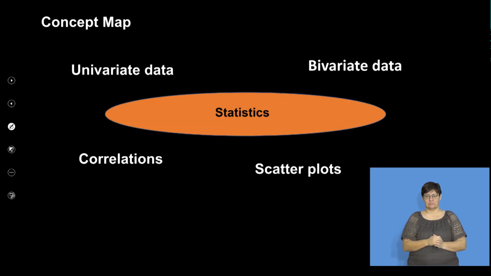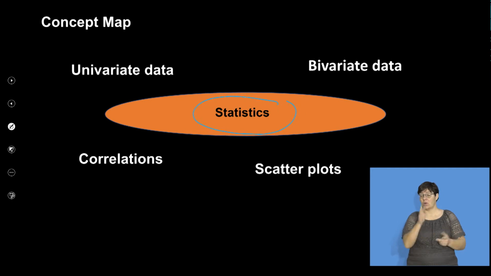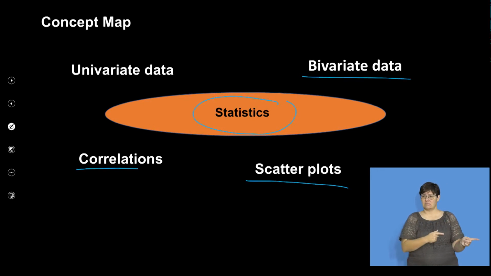So what are we going to look at under our statistics? We're going to look at Univariate Data, Bivariate Data, correlation, and scatter plot. We're going to look at the 4 concepts and what they look like.